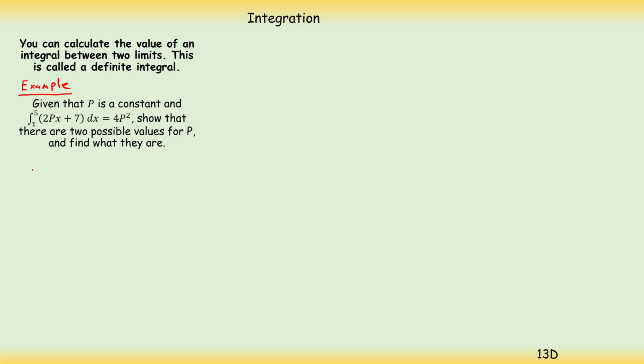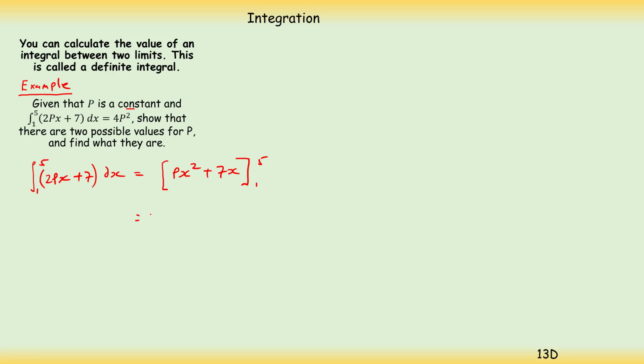So let's do that. So if we integrate from 1 to 5, 2px plus 7 with respect to x, we get in square brackets, we're going to treat the p as a constant term. It is a constant. So we raise x to the power of 1 to the power of 2, divide by 2, so we end up with px squared plus 7x from 1 to 5. So we now need to sub for 5 and 1.